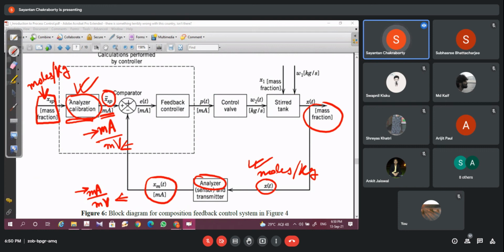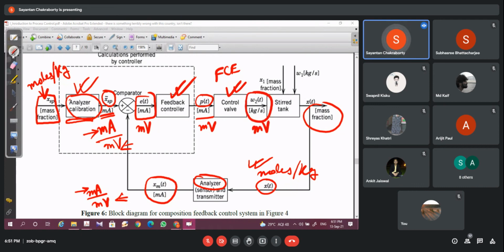So this comparator will do the comparison and generate the error signal, which will again be in milliampere or millivolt. Depending on this error signal, this feedback controller will develop the corrective action, right? PT, which will be again in milliampere and millivolt. This will move on to the final control element or the actuator. There's a control valve, which will be current or voltage operated, and accordingly the valve will open or close. The opening or closing of the valve will control the manipulated variable.